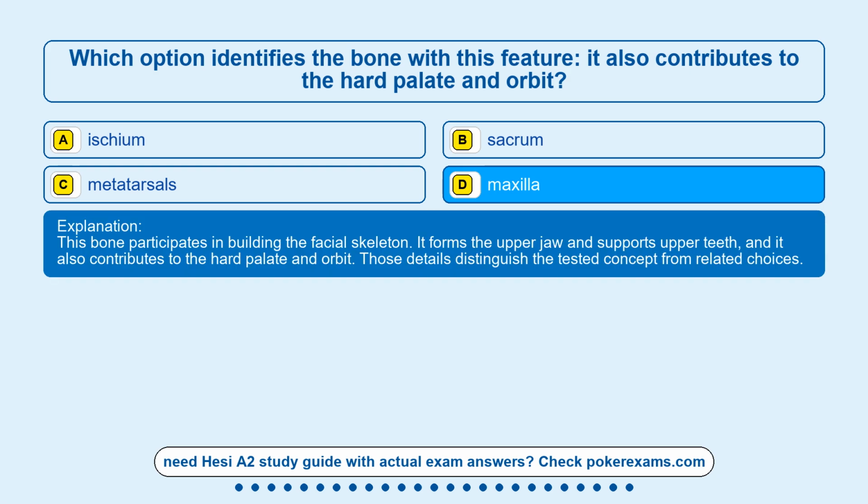This bone participates in building the facial skeleton. It forms the upper jaw and supports upper teeth, and it also contributes to the hard palate and orbit. Those details distinguish the tested concept from related choices.